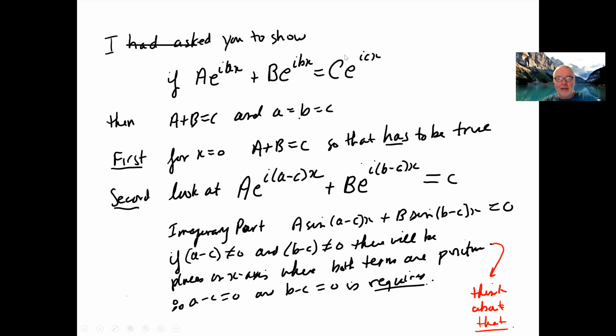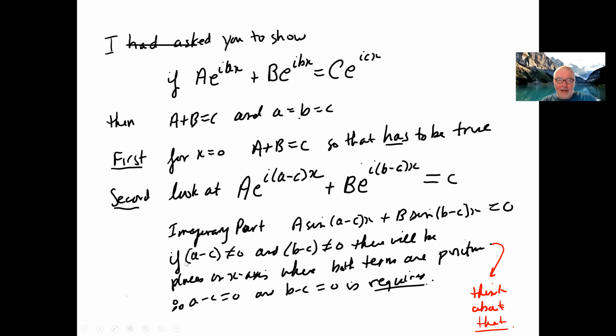And then what I do is I take this equation and divide it by e to the i lowercase c x. And so I have A e to the i (a minus c) x plus B e to the i (b minus c) x equals capital C. And I take the imaginary part of that, which is A sine of (a minus c) x plus B sine of (b minus c) x, and that equals 0 because the imaginary part of C is 0.